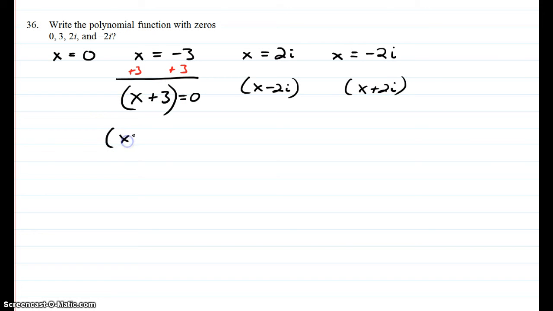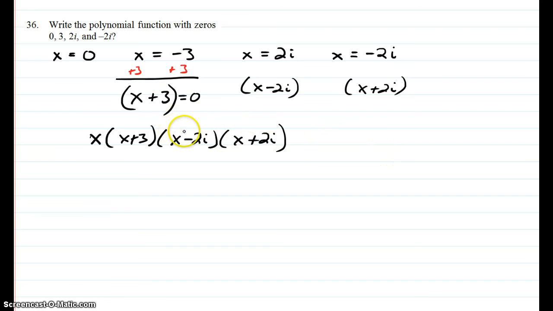So we have the x plus 3. We have the x minus 2i. The x plus 2i. And then we have this 0. Well, that's just x. So go ahead and when you simplify this, you'd want to simplify the imaginary first because you should notice that this is a complex conjugate.